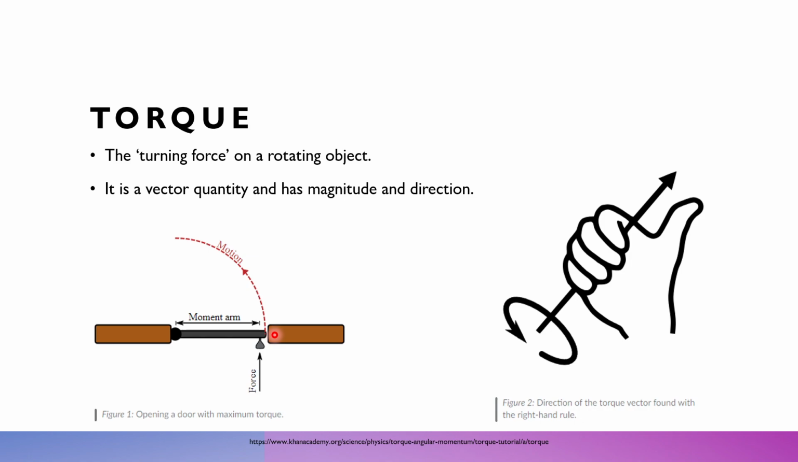So for example, in figure 1 with our opening door, if you were to hold your right hand out and have your fingers from the base of your hand to your fingertips follow the rotating motion of the door here, you would find that your thumb points in the upward direction, meaning that for this diagram, the direction of the torque vector would essentially be out of the page.